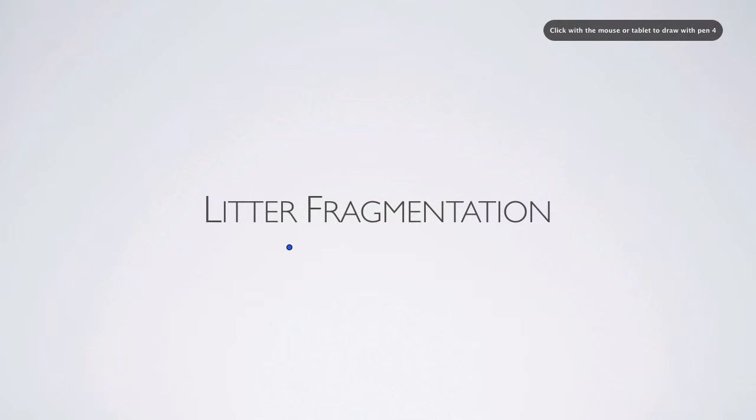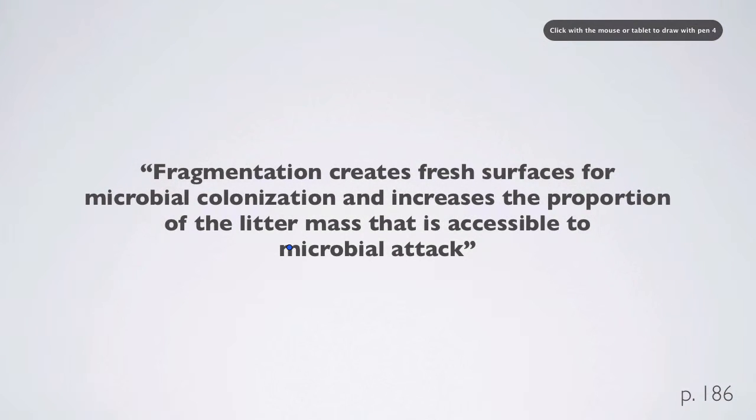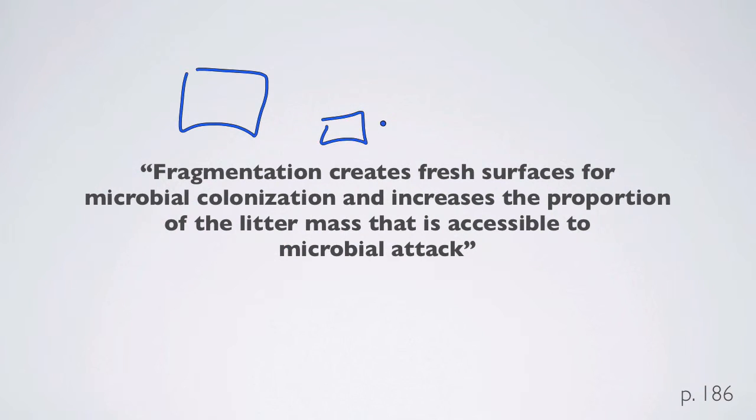Litter fragmentation is the second stage of decomposition. Fragmentation creates fresh surfaces for microbial colonization and increases the proportion of the litter mass that is accessible to microbial attack. So we talked about how fragmentation takes big chunks and turns it into little chunks. And by doing so, there's a lot more surface area, and microbes can now access more of the material, whereas before they wouldn't be able to get it into the middle of the larger pieces.